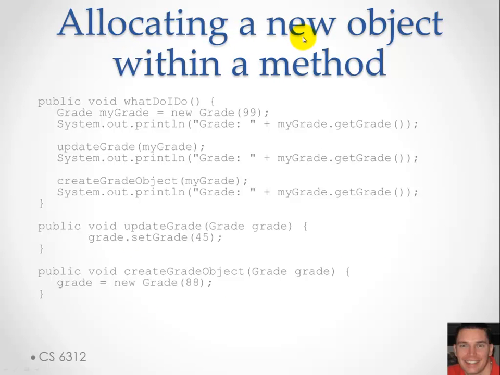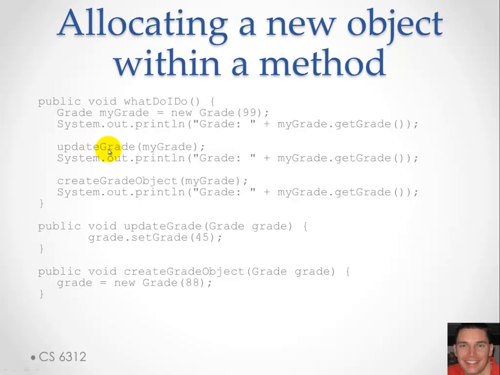What happens if we, within a method, allocate a new object? I'm going to just step through this one. I'm going to need you to sort of visualize in this particular example. So here's our method, what do I do? I've got my grade, which is of type grade, which is now a reference variable because this is an object that we're allocating. So out here on the heap, we've allocated a new grade object, and my grade now points to that. So when I print out my grade, it goes out to the reference variable, gets to the heap location, says what's your grade? It's 99, it prints out 99.